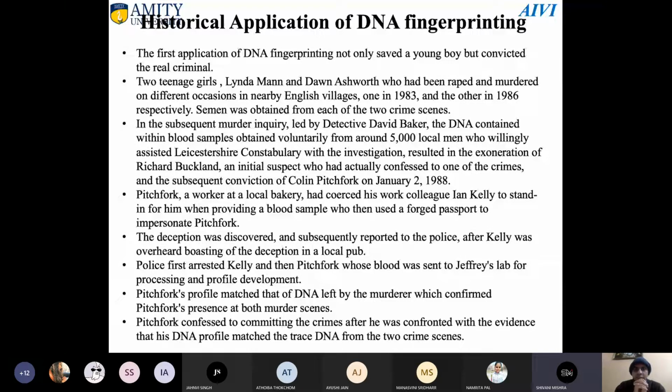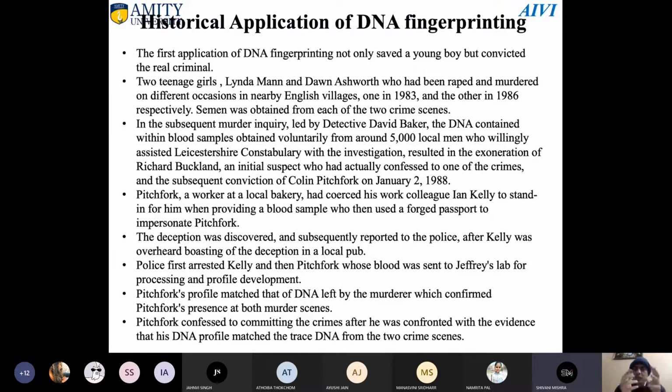Then they collected DNA samples from the blood of all the villagers. At that time, the population of the village was around 5,000 people. They collected blood samples from around 5,000 local men who willingly volunteered and assisted the investigation.